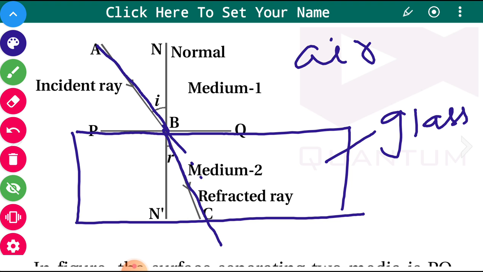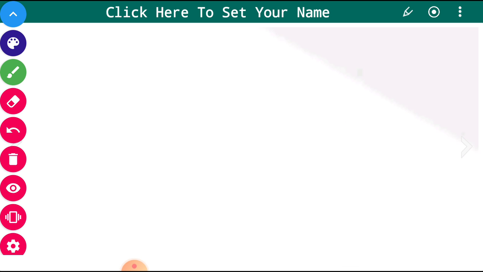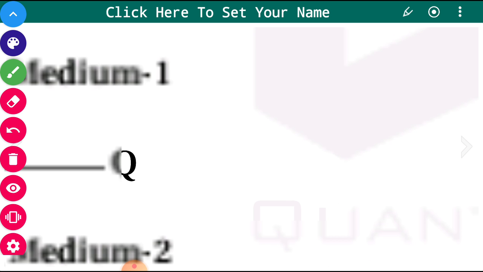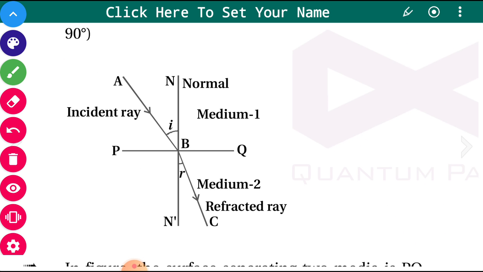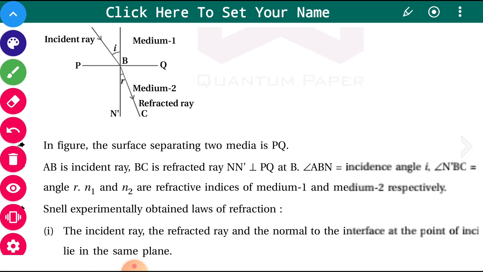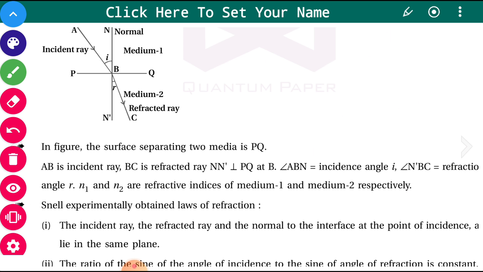It does not carry on its original path in this particular direction. It changes its path. It bends. This phenomenon of bending of light at the interface, at this point where the two media are separated, is called the refraction of light. This you have already studied in your 10th standard. In this figure, the surface separating the two media is PQ.